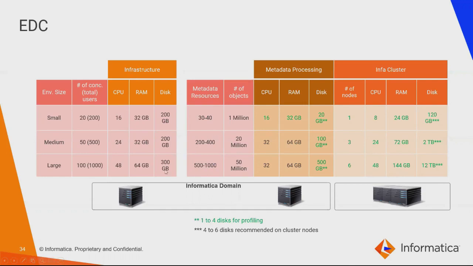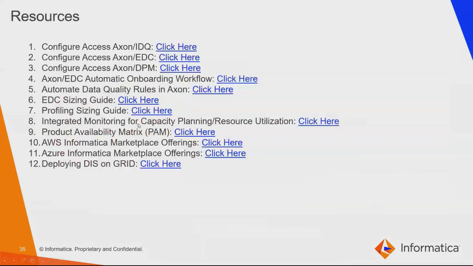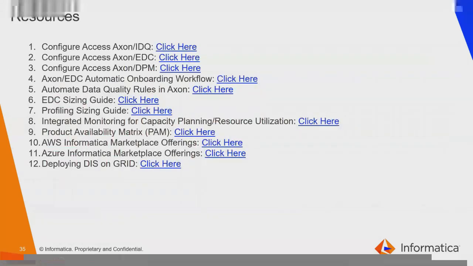It has infrastructure core components plus the metadata processing component, which is the catalog service, and then the cluster, which has the storage, compute, and search engine services involved. The DPM sizing guideline is attached in the appendix.